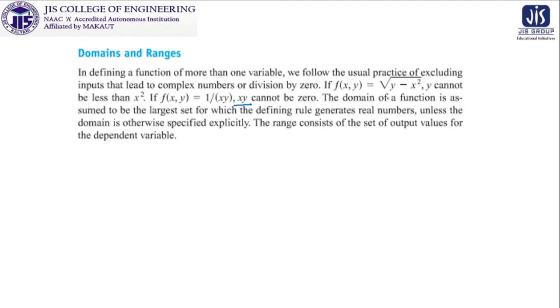Now the domain of the function is assumed to be the largest set for which the defining rule generates real numbers. Unless the domain is otherwise specified explicitly, if it is not given to you, the domain is that largest set. And the range consists of the set of output values for the dependent variable.